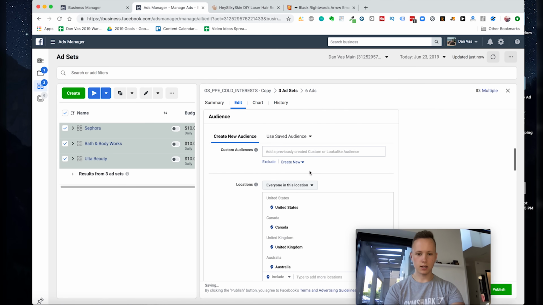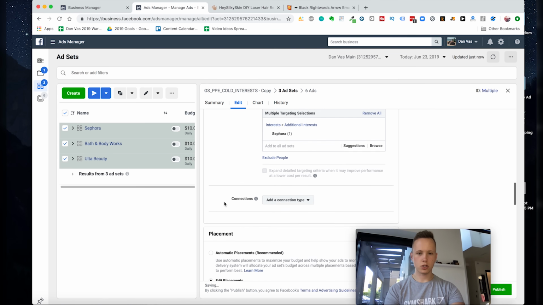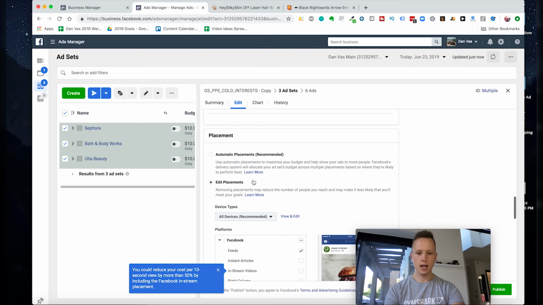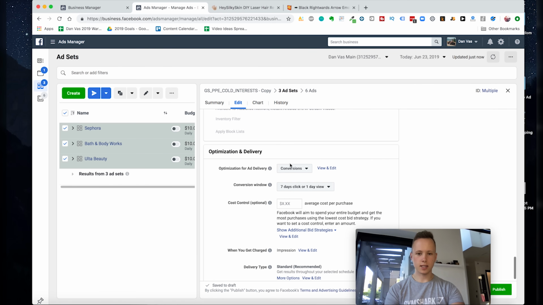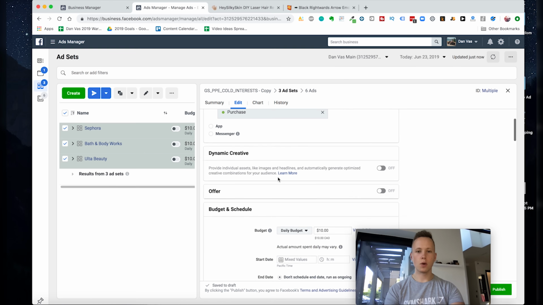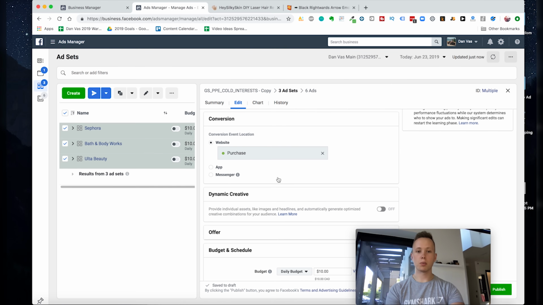So you can leave that there, $10 a day. And then you want to make sure that you've got the different interests in there. Edit placements, same placements. And then we would go down here and then optimize for conversions. So this campaign will be our super profitable campaign, because this is actually where we're going to be running our best ads, and Facebook's going to be optimizing to show it only to people who are most likely to purchase from our site.